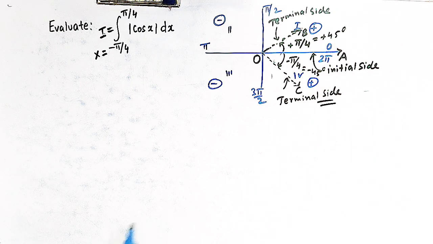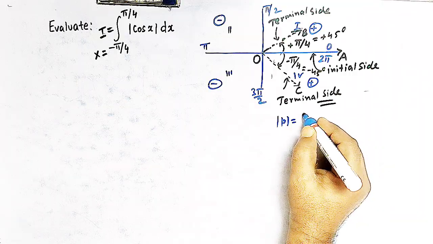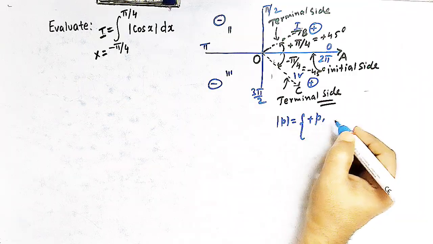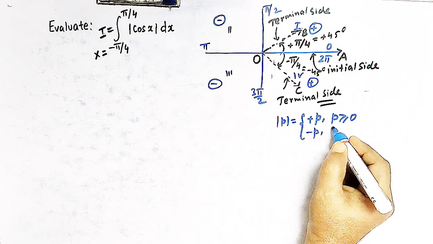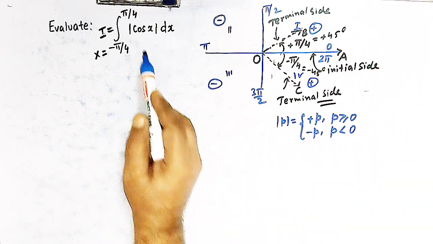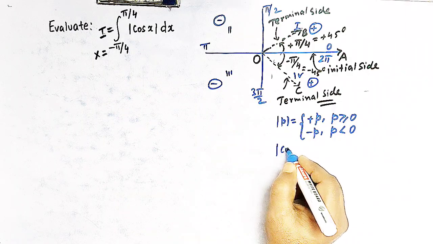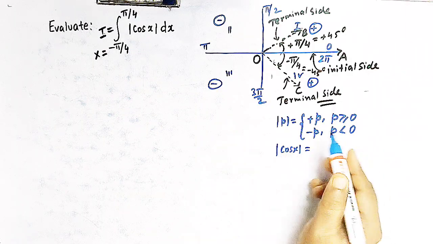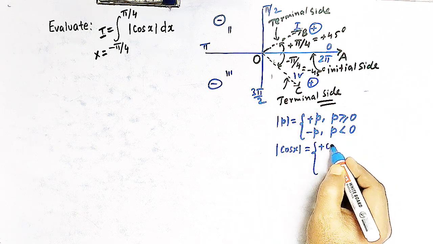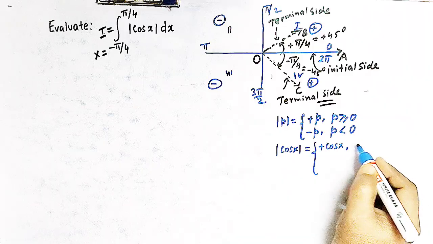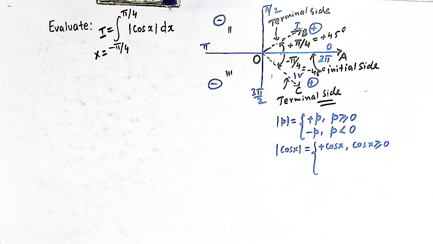So now let us consider the definition of mod function. Now see, mod of p is defined as positive p when p is greater than or equal to 0, and negative p when p is less than 0. And here we have mod of cosine x. So mod of cosine x can be defined with the help of this definition. So we can now write here positive cosine x when cosine x is greater than or equal to 0.